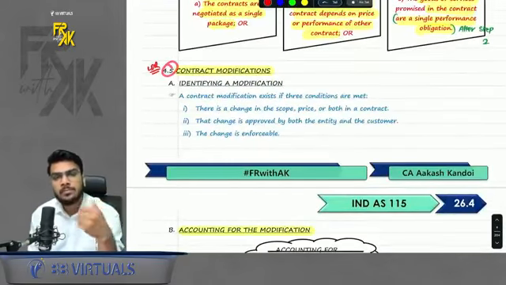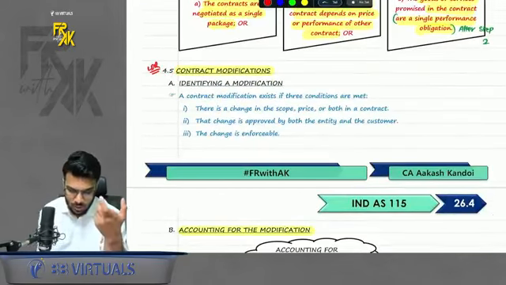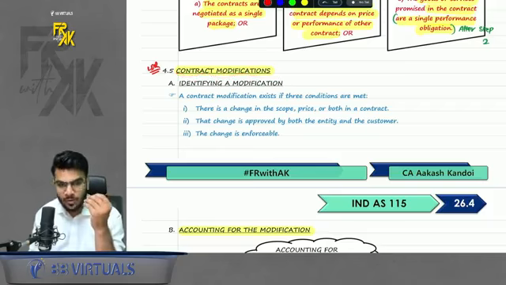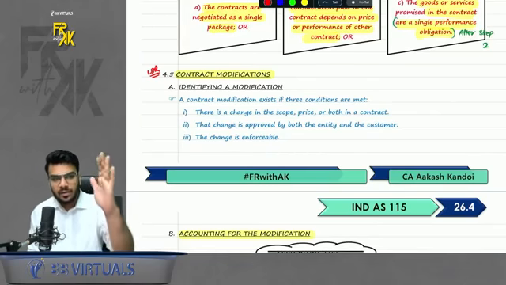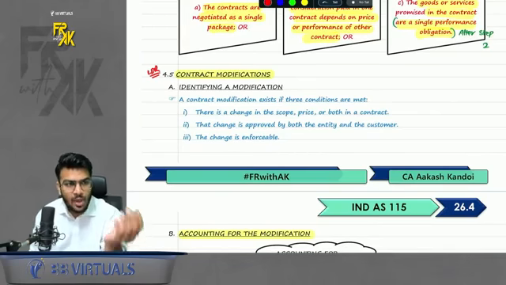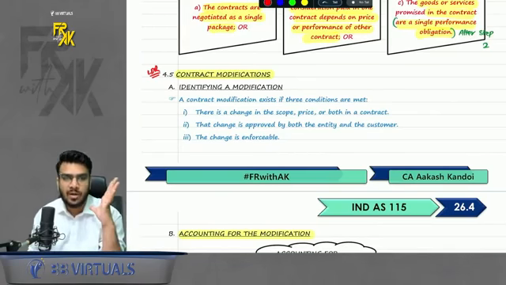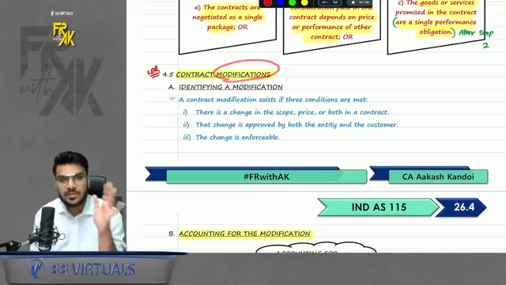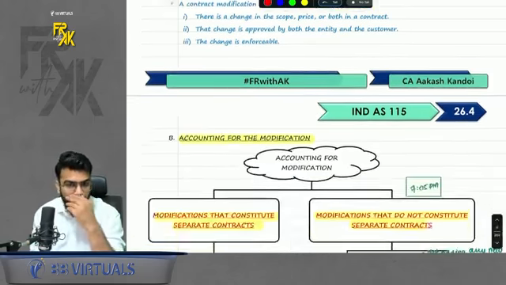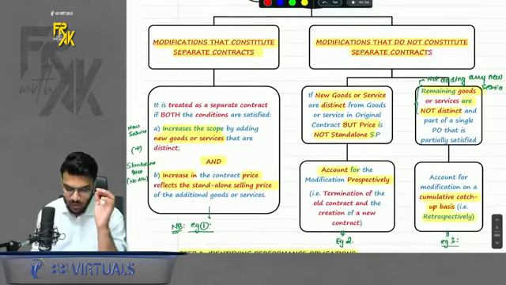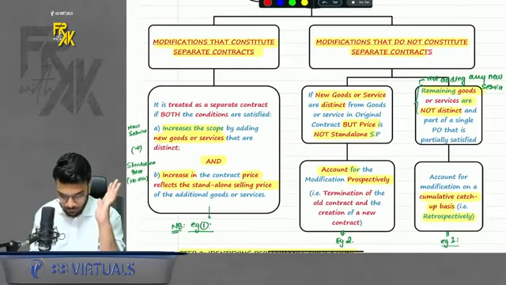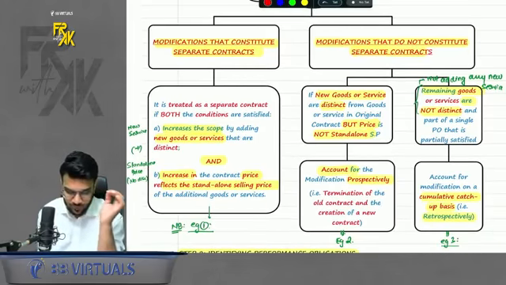The next part, the important part of this step, was contract modification. Now what is the meaning of contract modification? Modification means once you enter into a contract, midway you either add some services or you change some conditions in the contract, which modifies the contract. So it says contract modification. Now how to account for this contract modification? In case you remember, we have in all 3 scenarios possible. First, modifications that constitute separate contracts.